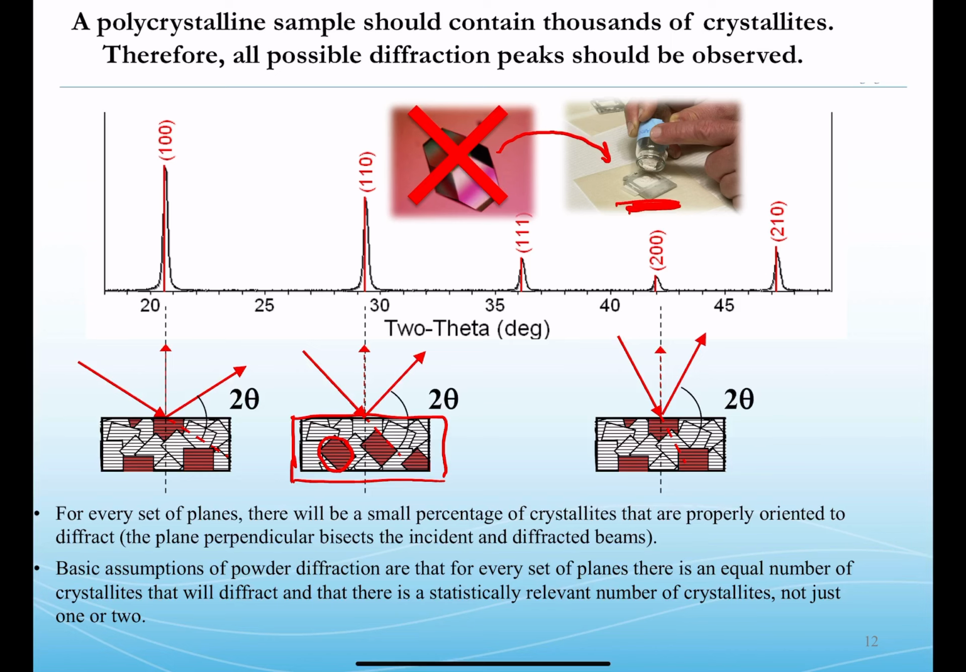This would allow families of planes, like that represented here by the 1, 1, 0, to now have their plane normal parallel to the diffraction vector. And now this satisfies the requirement for detecting those Bragg's law predicted intensities, in this case at the 1, 1, 0, and we also see the 1, 1, 1 present as well. Okay, so powdered samples give more information in X-ray diffraction.